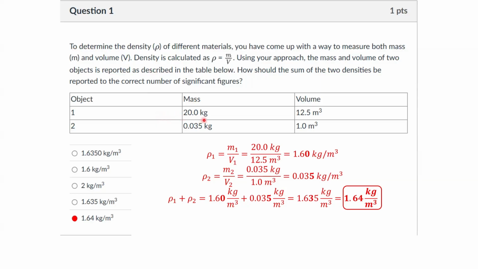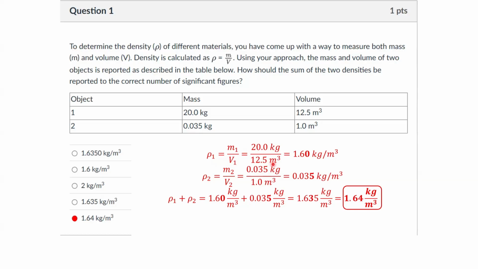Object 1 has reported mass of 20.0 kilograms and a volume of 12.5 meters cubed. Object 2 has a reported mass of 0.035 kilograms and a reported volume of 1.0 meters cubed. We can find the density of both objects, noting the digit holding the significant figure in each case. So for object 1, the density would be 20.0 kilograms divided by 12.5 meters cubed. Each of those numbers has 3 significant figures.